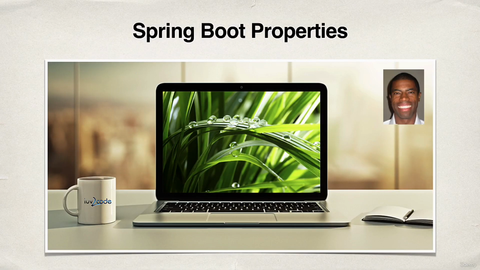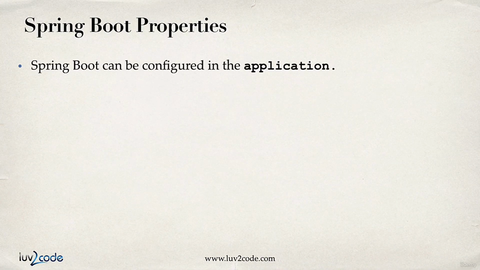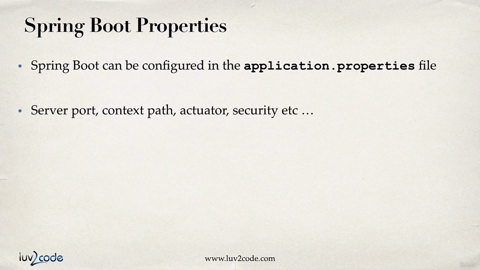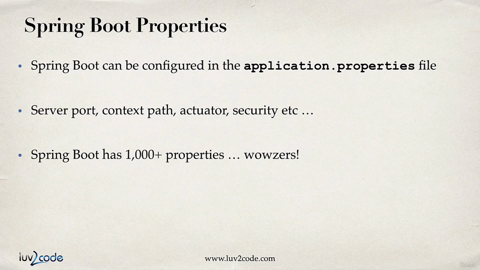In this video, we'll cover Spring Boot properties. Spring Boot can be configured in the application.properties file. So some of the properties you can set is that you can actually set up the server port, the context path, actuator endpoints, security settings, and so on. And in fact, Spring Boot has over 1,000 properties.